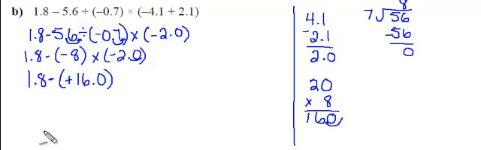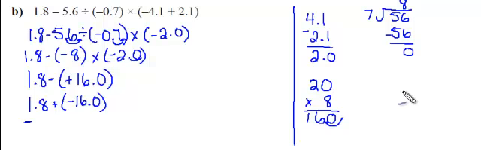We don't subtract, we opposite and add. So 1.8 plus, and that has to change to a negative 16.0. We're adding a positive and a negative. 16 is a larger number, so we know our answer will be negative in the end, and we just find the difference. 16.0 minus 1.8.